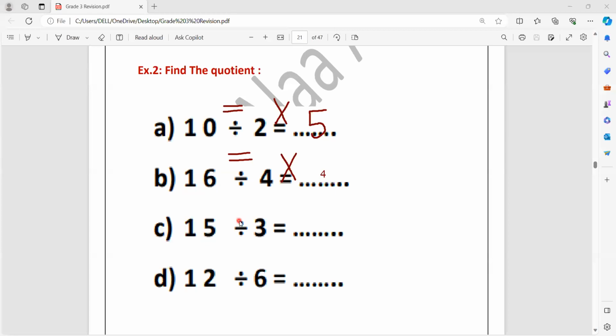Again, 15 divided by 3 equals what? So what you are going to do, yes, you are going to go to timetable 3 and see here. We have 3 times what gives me 15. Say timetable 3. 3, 6, 9, 12, 15. So it's 3 times 5.